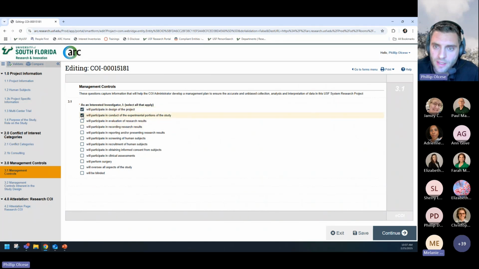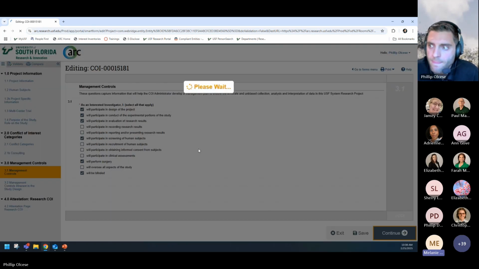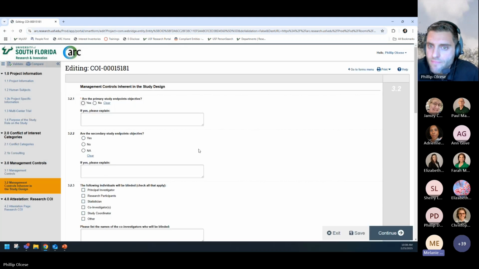So we'll just check off most of these. Being blinded, we'll do surgery, I will screen human subjects, participate in evaluation of research, conduct of experimental portions, participate in design of the project. And then it's going into the management controls that are inherent in the study design.